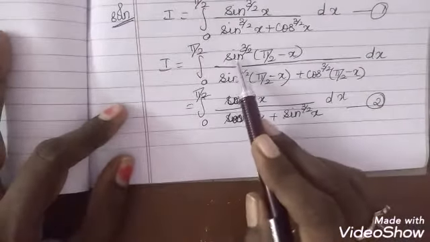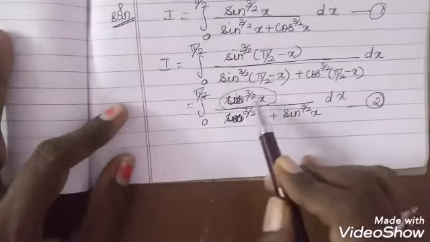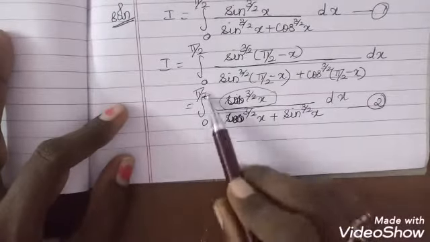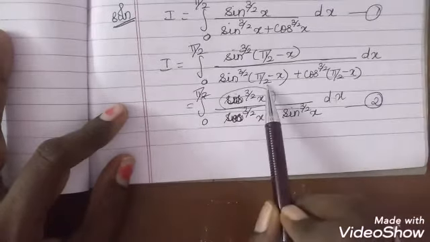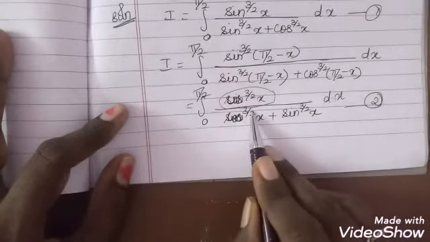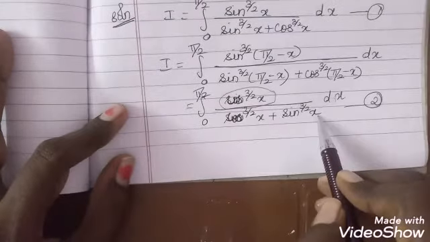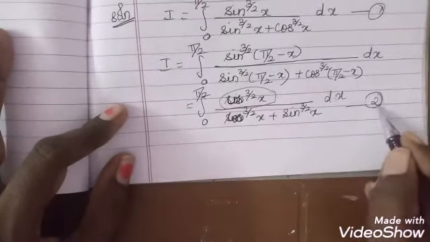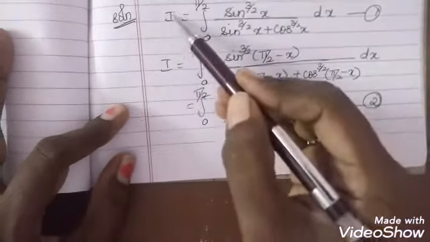So what is sine power 3 by 2 of pi by 2 minus x? It's nothing but cos power 3 by 2 x. So it's integral over 0 to pi by 2, divided by, what is sine of pi by 2 minus x? Sine of pi by 2 is changed to cos here. So it's cos power 3 by 2 x plus, what is the next one you get here? Sine power 3 by 2 x dx. So I'll mark it as 2. Now what's the next step I'll do here? I'll have to add these both. When I add it, what will I get here?